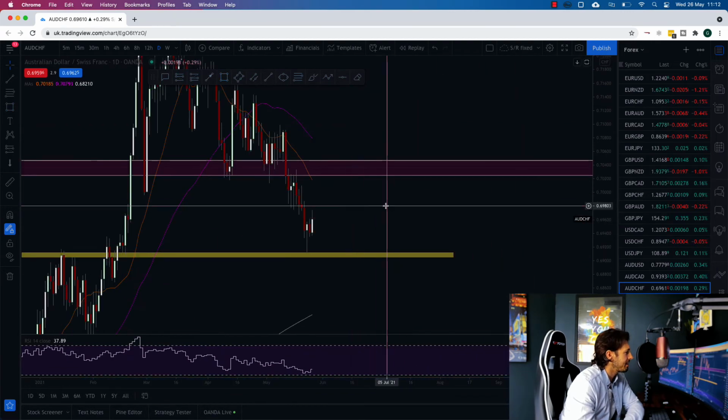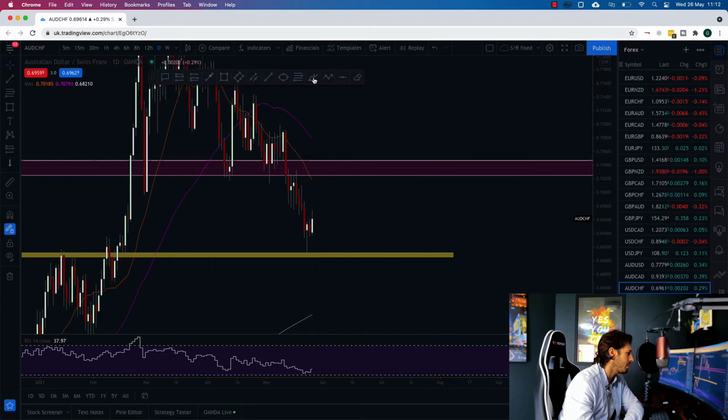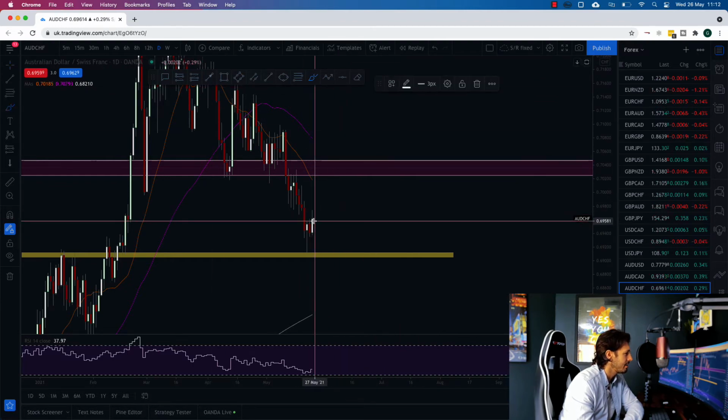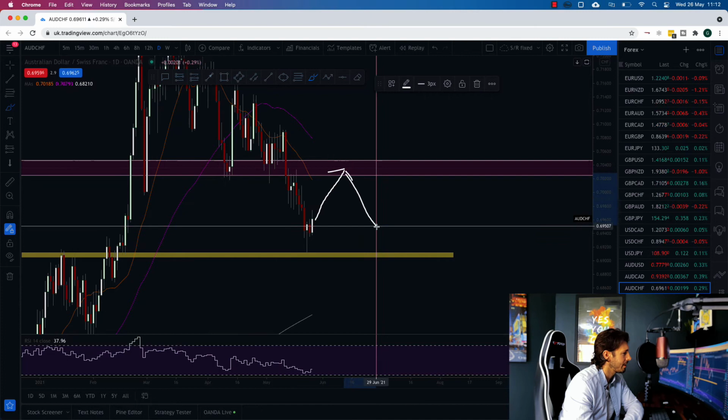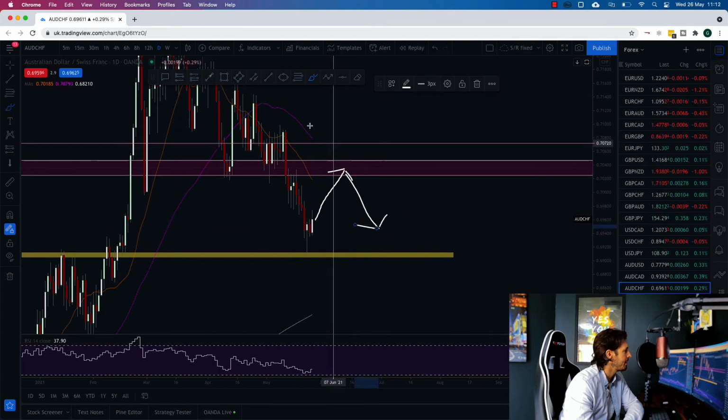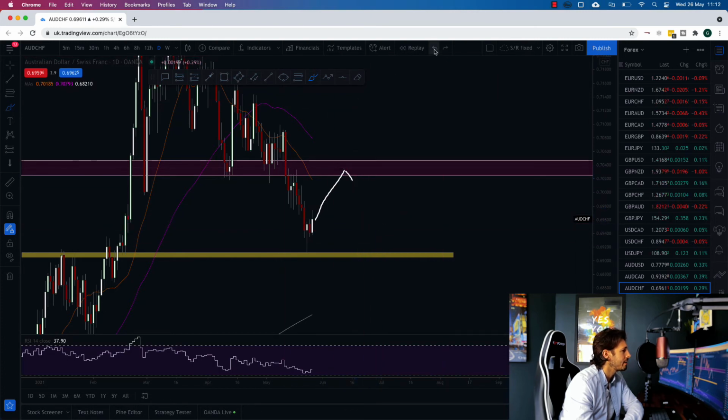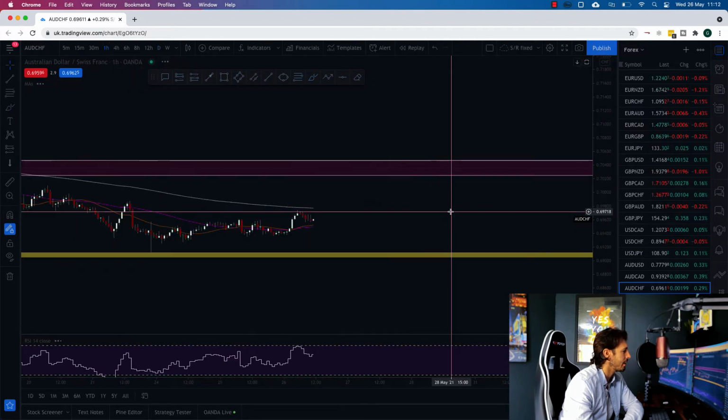Now, how would you get involved in this trade? So if you're swing trading on the higher time frames, what you want to do is just be patient, wait for price to pull back into this previous level of structure, and then look for sell positions. But there could be some more shorter term day trading opportunities here. So let's look at the 1 hour.